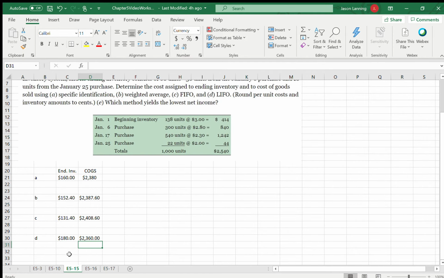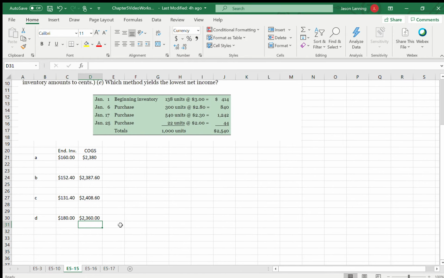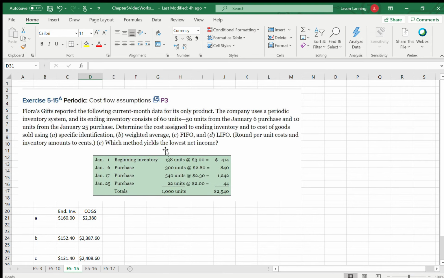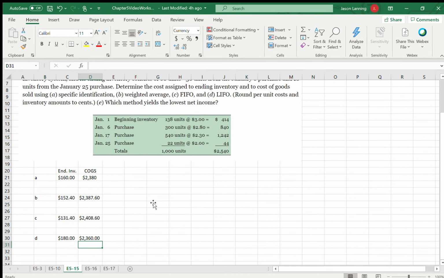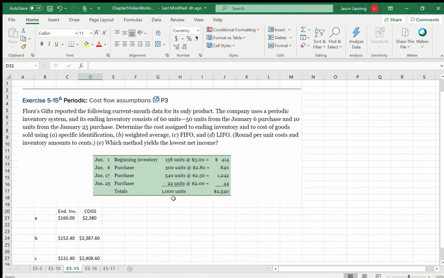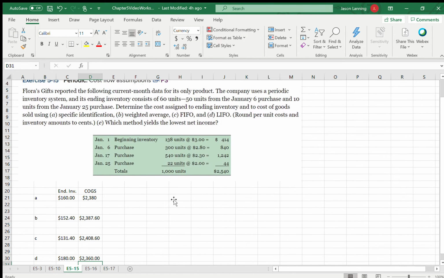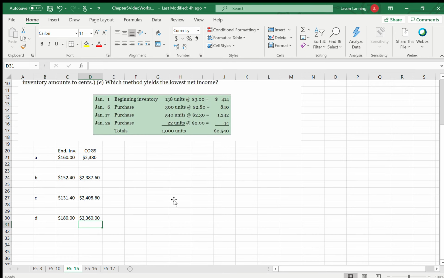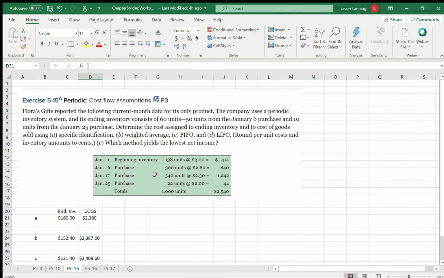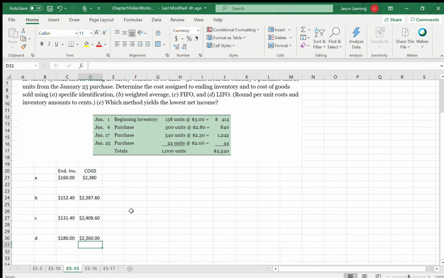So if we look at these cases, and it asks which method yields the lowest net income, the lowest net income would be where we have the highest cost of goods sold. In this case, it's FIFO, and normally you'd say, oh my gosh, usually with FIFO you would have a lower cost of goods sold, but if you look, our cost decreased over time as opposed to increased, which doesn't seem to work that way in the real world, but in this example it does.